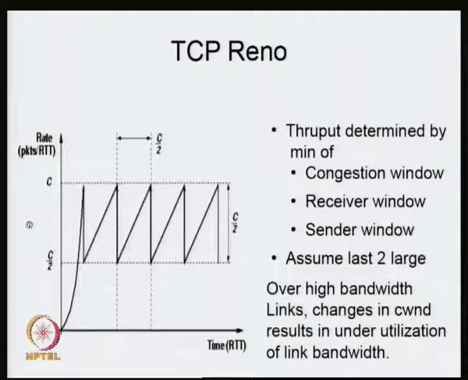Okay. Now, people have used this kind of sawtooth pattern, and if you integrate over this area, you will essentially get the amount of bandwidth that is available in the system, and that is how you get that 1 by root p and 1 by RTT factors in the bandwidth I showed you before. Okay.